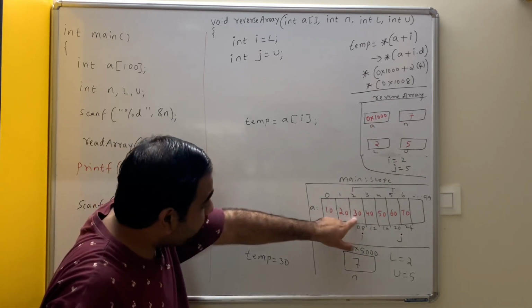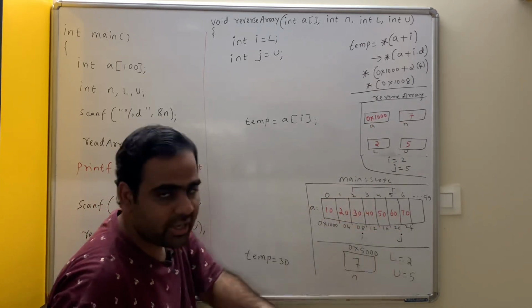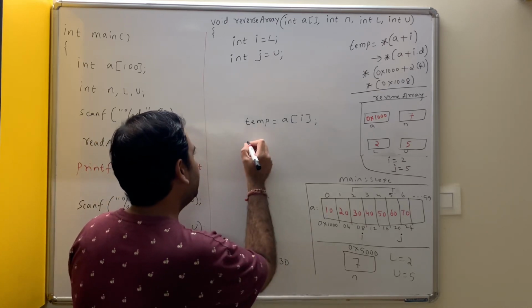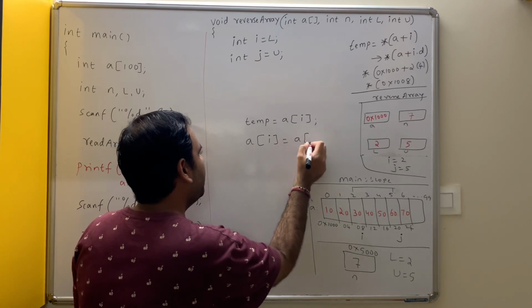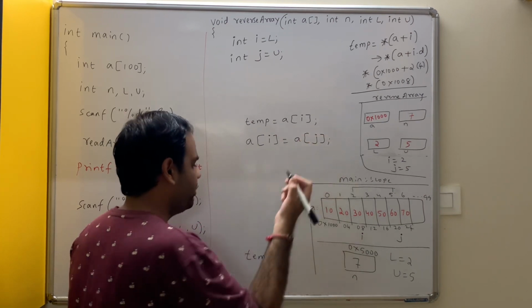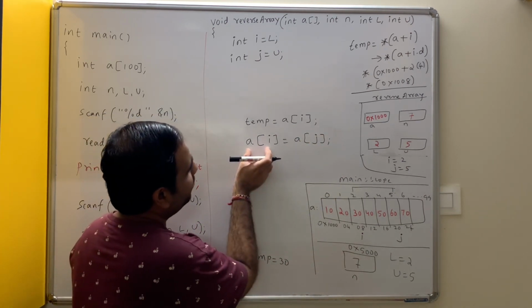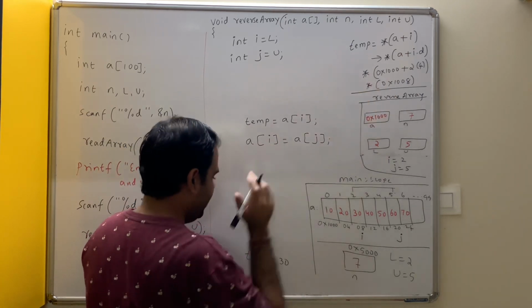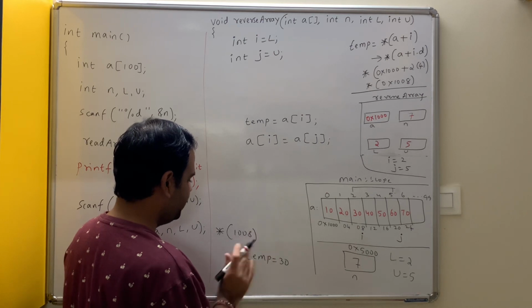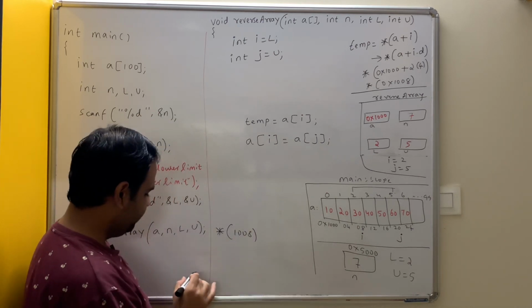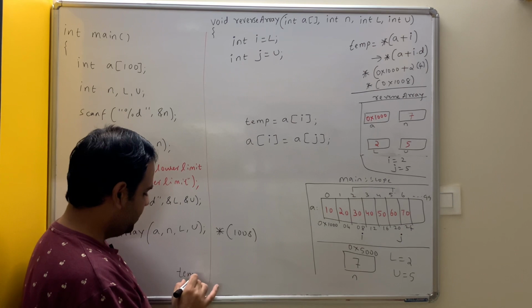Now, at this point of time, you want to store 60. You know how to swap two numbers, needless to say. And I say a of I gets the value of a of j. Now, how does it work internally? Just now I did the working of a of I. A of I is 1008. Now the value of temp is 30. I am writing here the value of temp is 30.